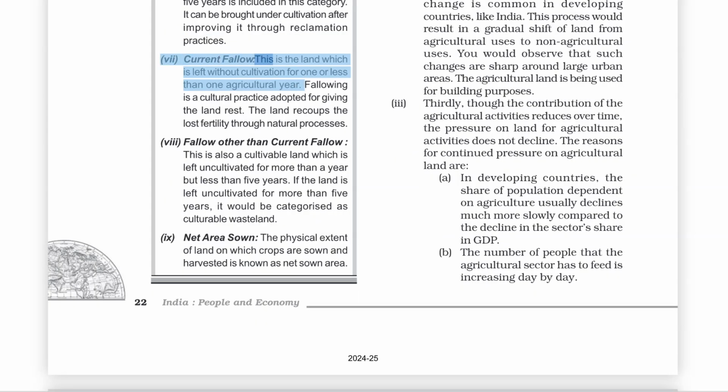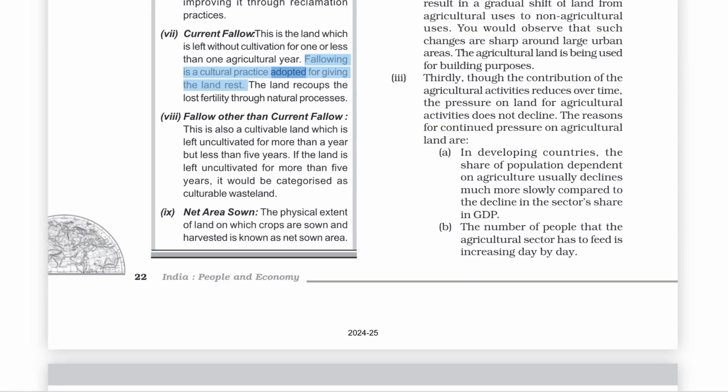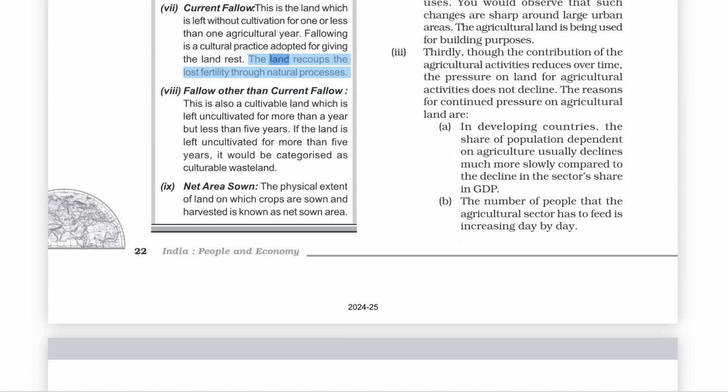7. Current fallow. This is the land which is left without cultivation for 1 or less than 1 agricultural year. Fallowing is a cultural practice adopted for giving the land rest. The land recoups the lost fertility through natural processes.